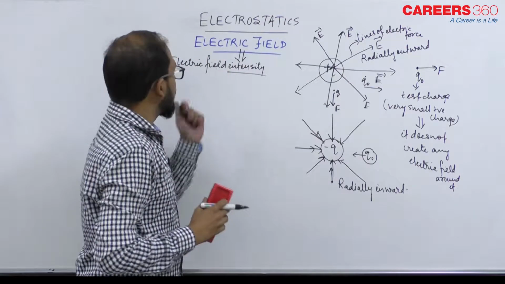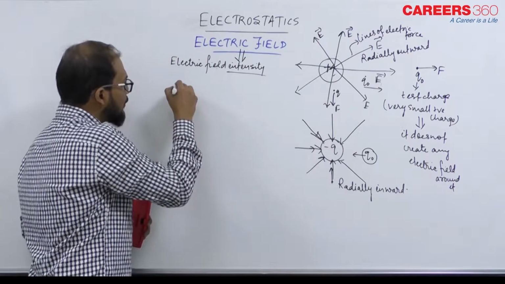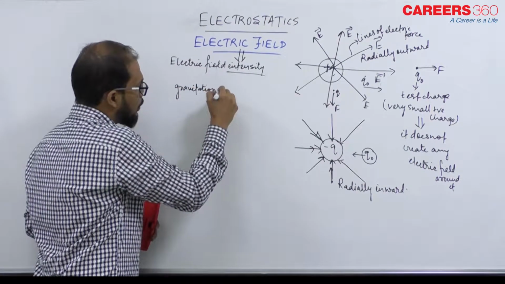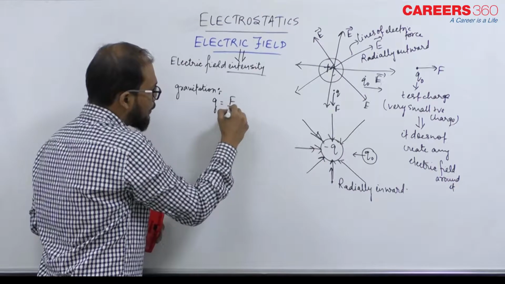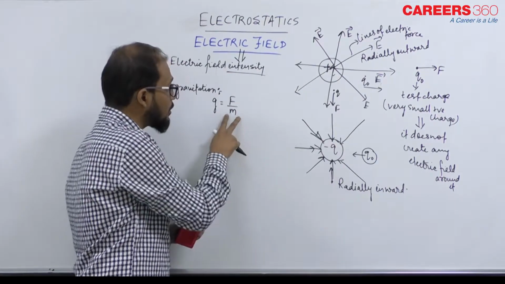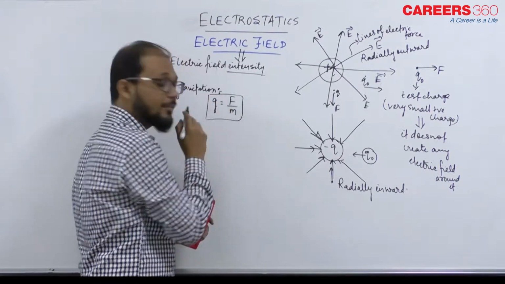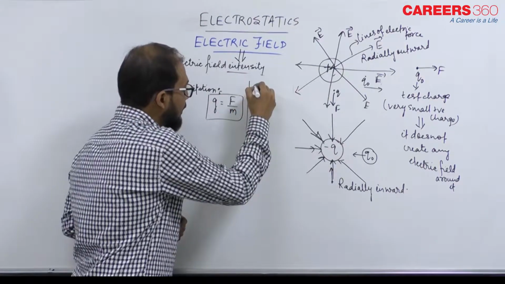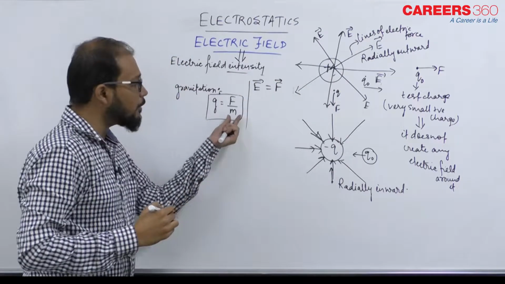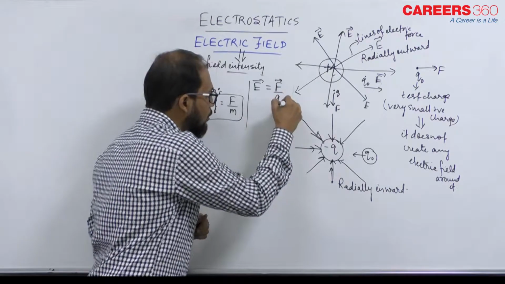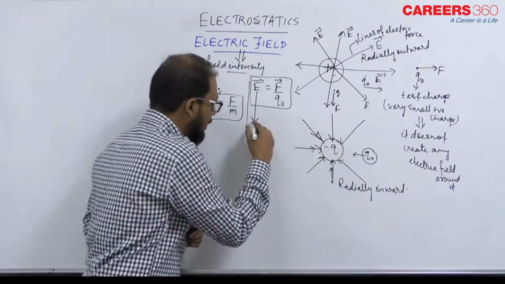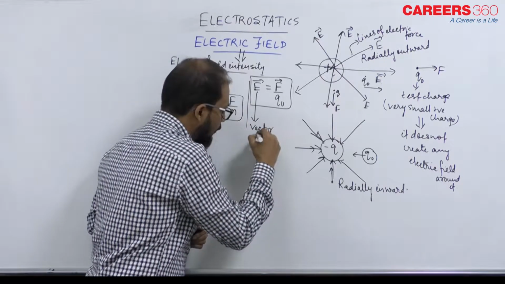Now let's talk about electric field intensity. We know that in case of gravitation, the gravitational field was given by F upon m. This is the force on the mass and this is the test mass at which we have to find the gravitational field. Now in case of electric field intensity, the electric field is given by the force on the test charge, and here mass will be replaced by the test charge q0, and this is the electric field. Now electric field intensity is a vector quantity.